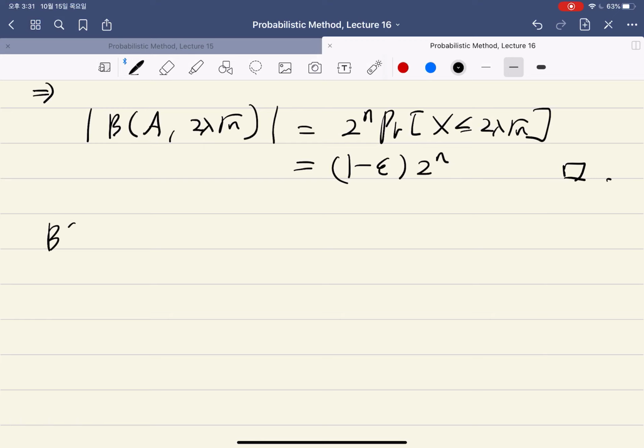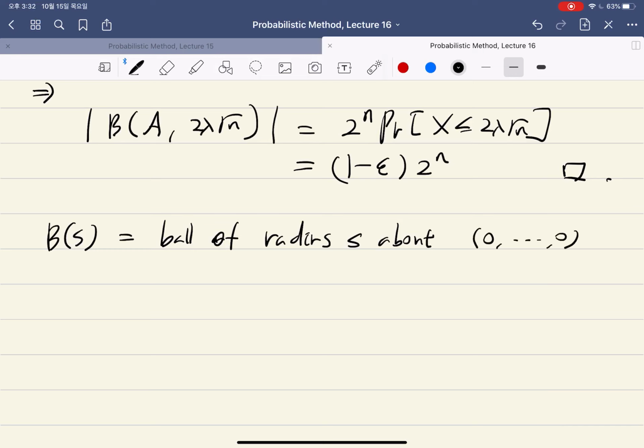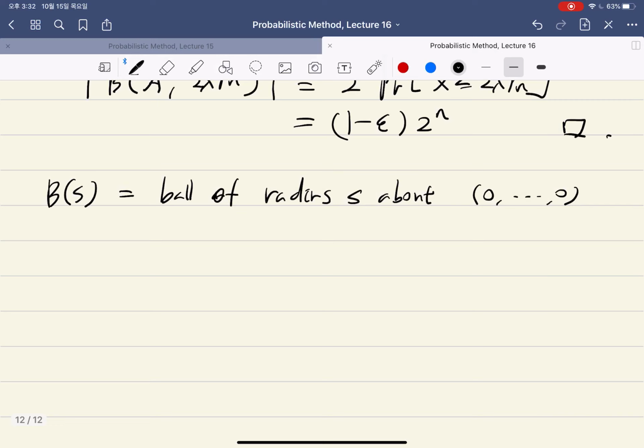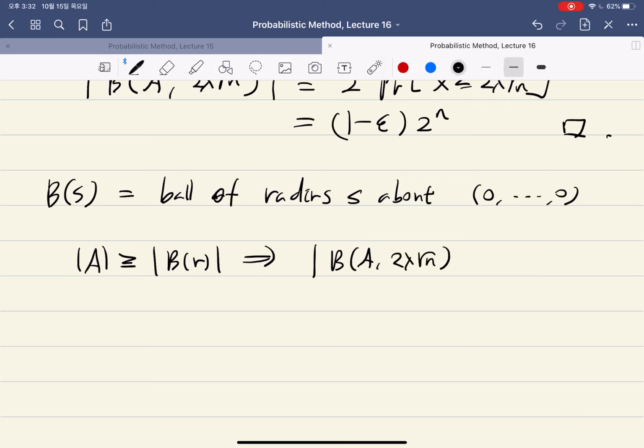So if we write B(s) as the ball of radius s around, say, the origin, where the distance is measured by the Hamming distance, then the above inequality can be rephrased as, for a certain value r, we have this implication.